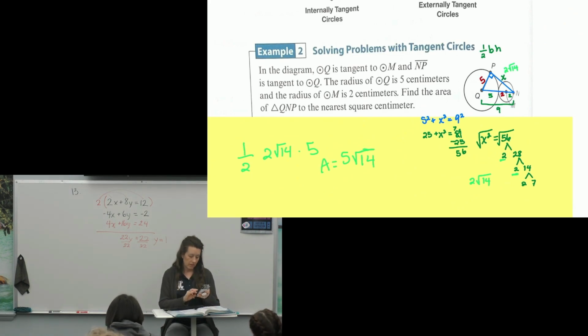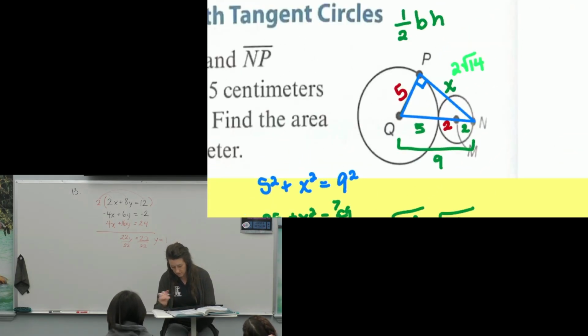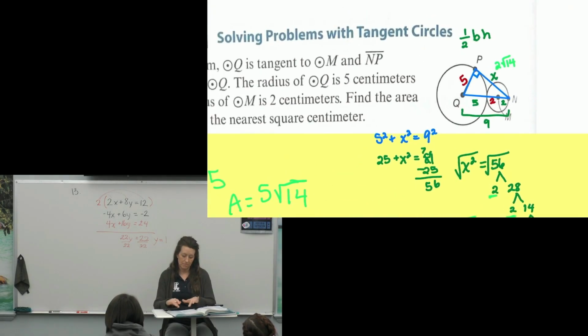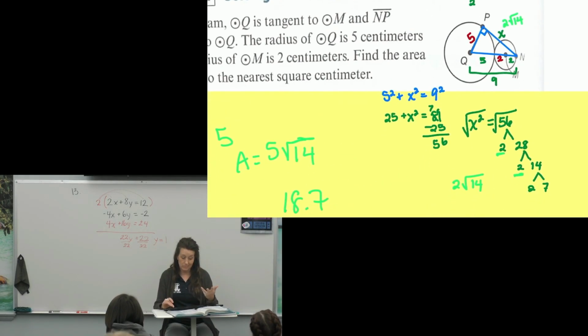Which if we put that in our handy dandy calculator, square root of 14 times 5, 18.7. Look at that, guys. We found the area of that just because of those properties of circles, radii, and Pythagorean theorem. Good job. Okay, that's kind of over.